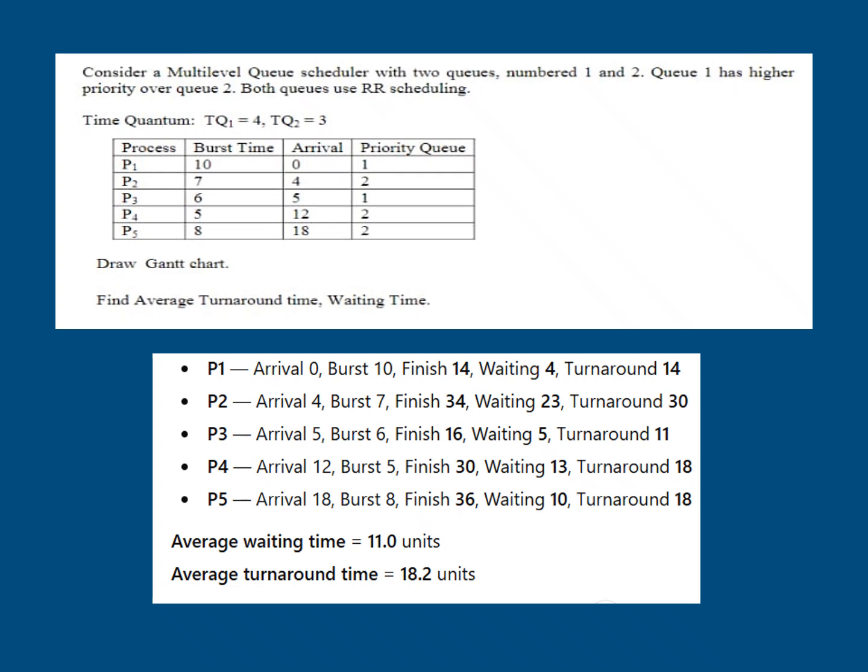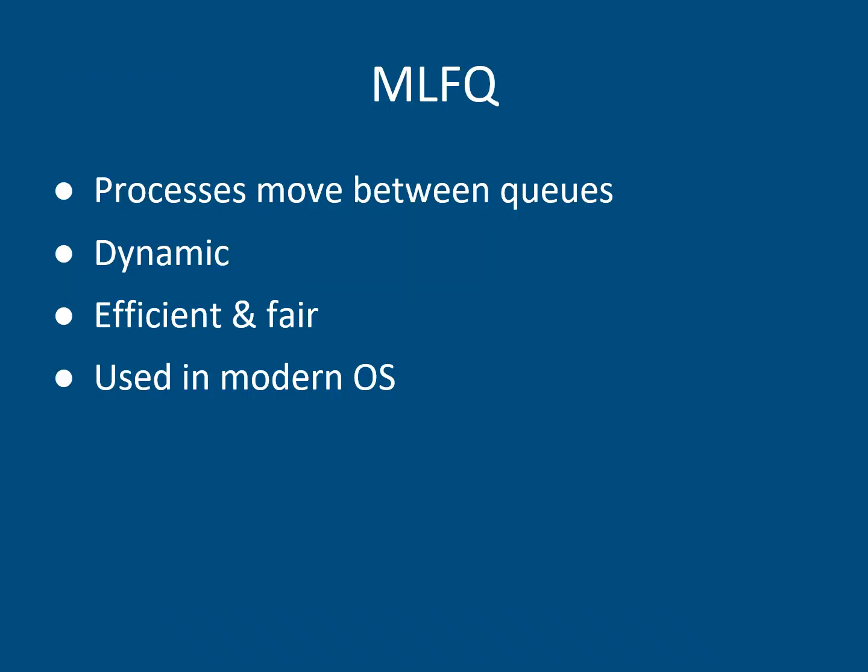Because of that priority preemption, some lower priority jobs, for example P2, wait a long time before getting CPU slices. From the simulated Gantt chart, we get average waiting time equal to 11 and average turnaround time 18.2 units. This shows the responsiveness benefit for high priority jobs and the potential for increased waiting for lower priority jobs under static multi-level queuing.